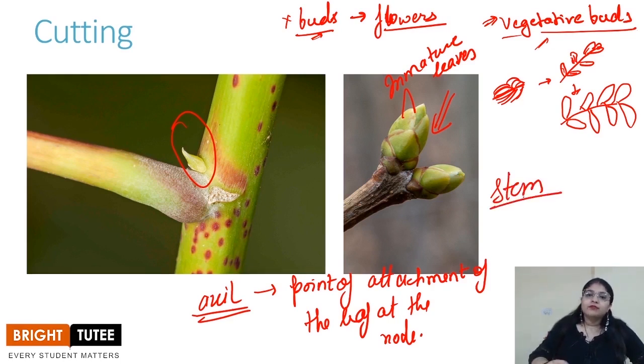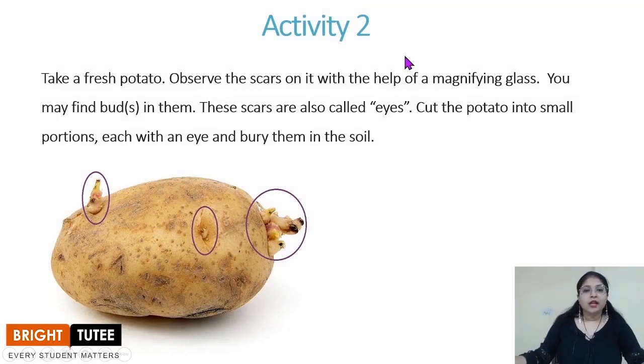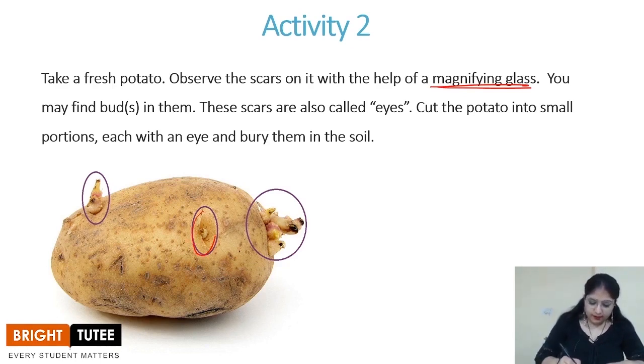There is another way in which we use stem for reproduction. Let's understand that with the help of an activity. Now, it's a very simple activity. What you have to do is take a fresh potato and first observe the potato with the help of a magnifying glass, right. You will see that there are certain scars present in the potato, and these scars are called the eyes, right.